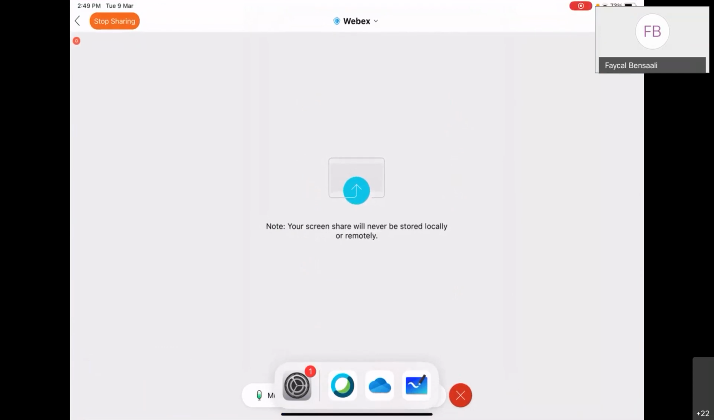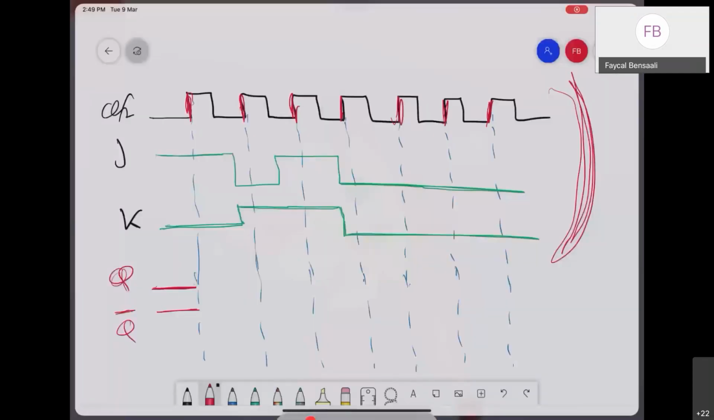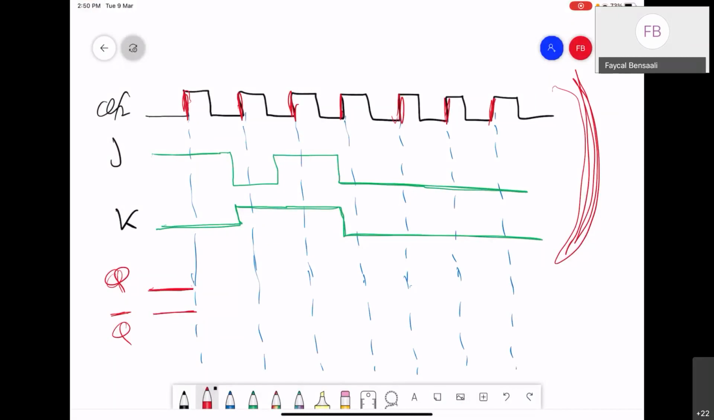Yeah, so can you answer the question? Can someone answer the question? First rising edge. Where is the first rising edge? What is the value of J and what is the value of K? The first rising edge for the value of J is the second one.